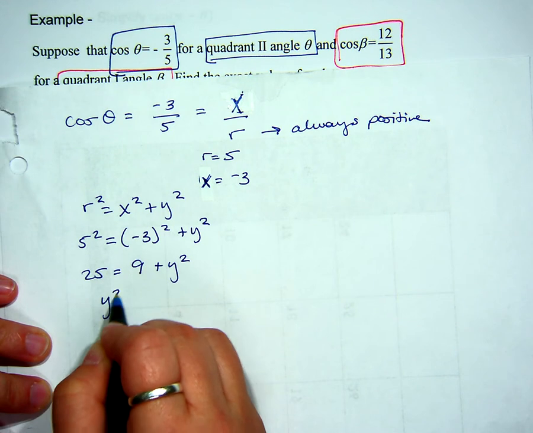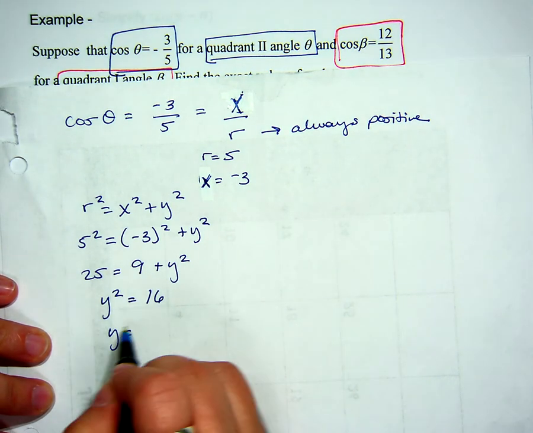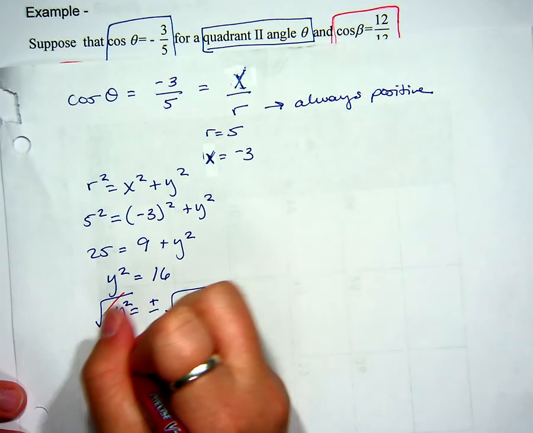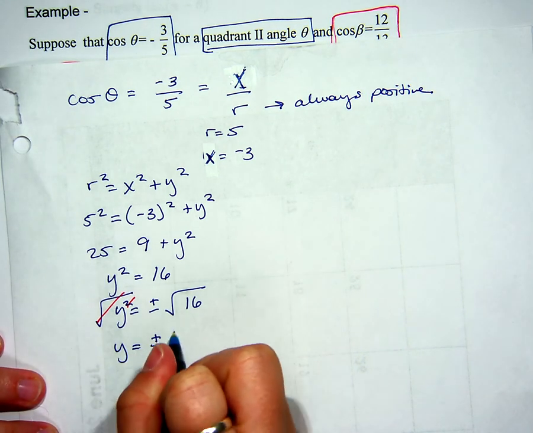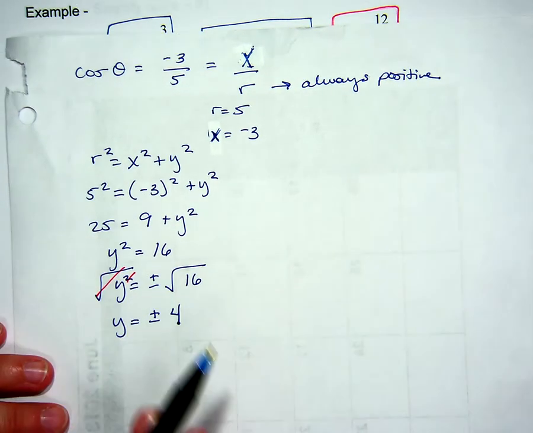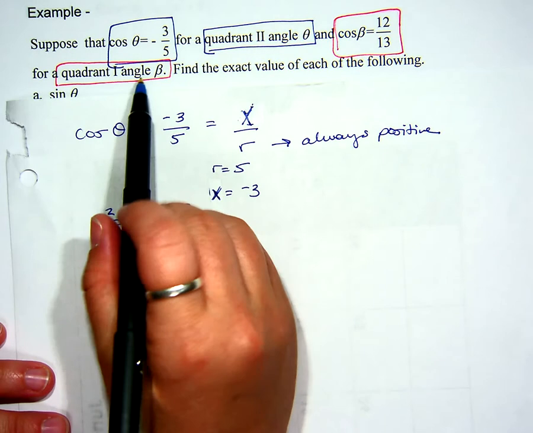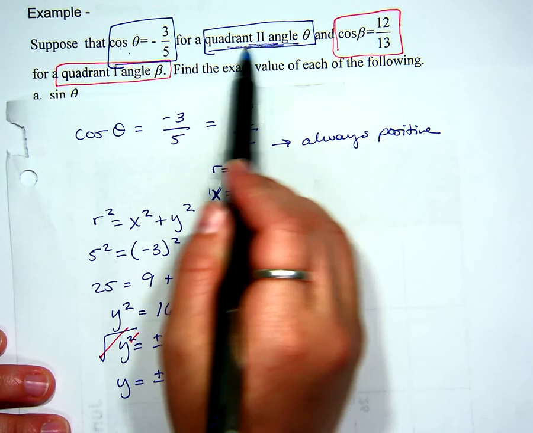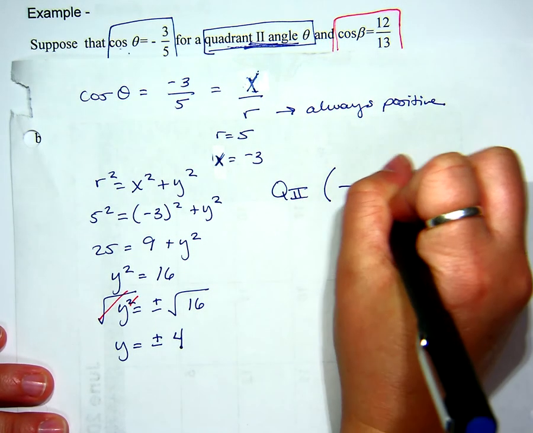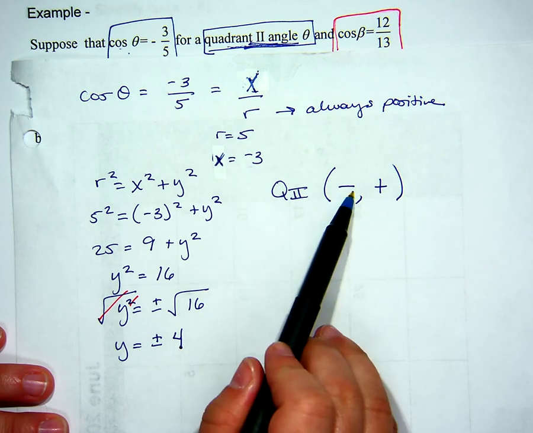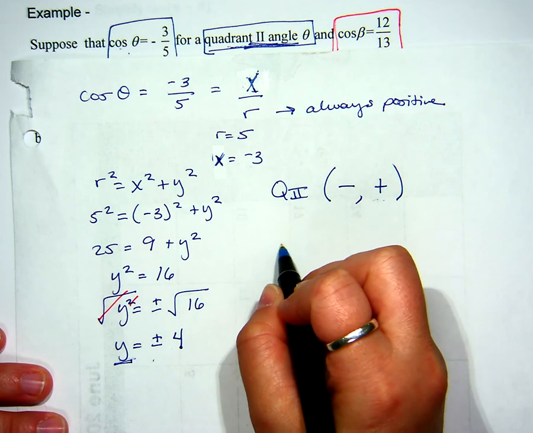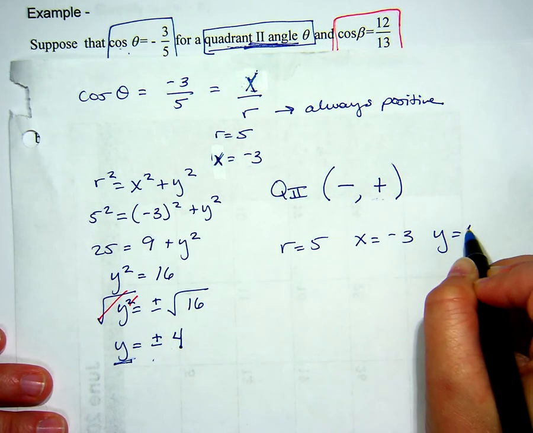Go ahead and solve for y squared by moving that 9 over. I do want the square root, so when I take the square root, I have to put a plus and minus in front of it, because now we have to decide which one it is. Is it plus or is it minus? Now, we were told that cosine theta was this, and theta was a quadrant 2 angle. Quadrant 2 points are what? Negative x's and positive y's. Does that hold up? Yeah, I've got a negative x here. The positive y means instead of plus minus, I'm going to pick the plus because I'm talking about y. So that means I have r is 5 and x is negative 3 and y is positive 4.